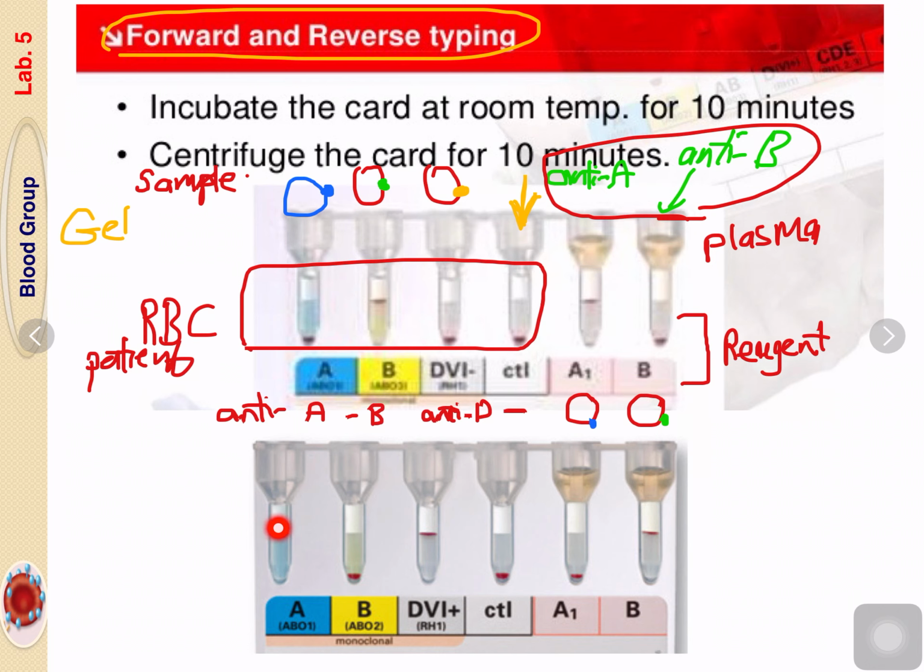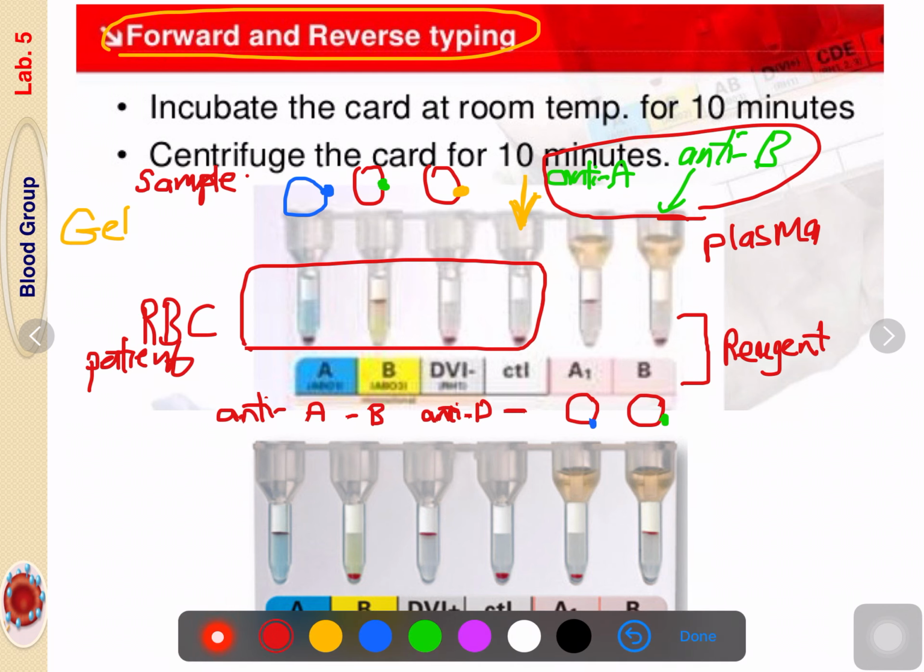Here we have clumping, it means we have antigen A on the surface of the red blood cell of this patient. We don't have antigen B, we have antigen D. So we have antigens A and D here. What about this one? We don't have anti-A here, but we have anti-B. The blood group of this person is A plus. And normally in A plus we have anti-B in the plasma, as we said here.